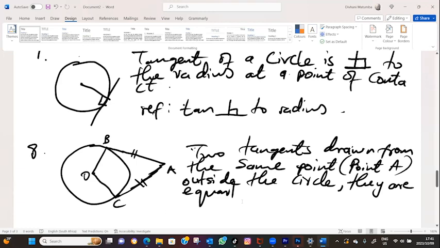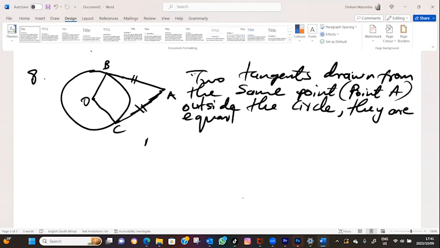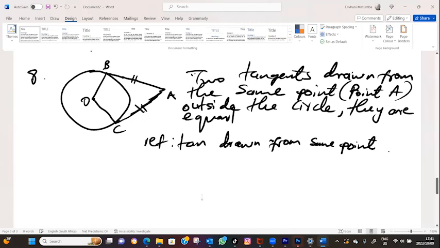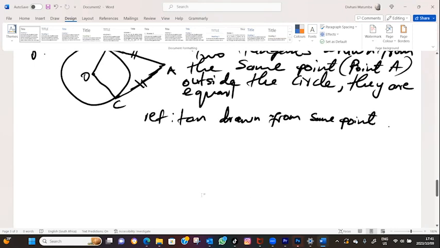So now the reference will be tangents drawn from same point. Okay, that's it. Now, all right, we have number 9. There's also a very interesting theorem.